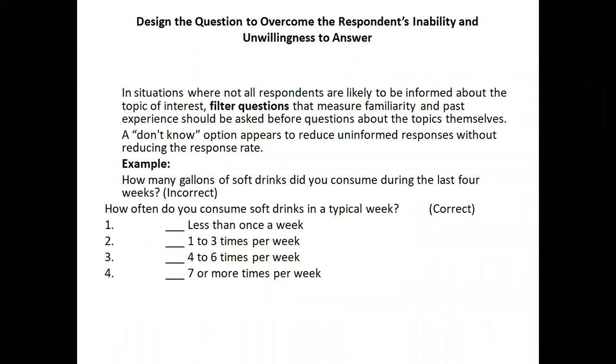So let them pick the first option as less than once a week, means he consumes soft drinks less than once in a week. Or the second option as 1 to 3 times per week. Or the third option as 4 to 6 times per week. Fourth option as 7 or more times per week.